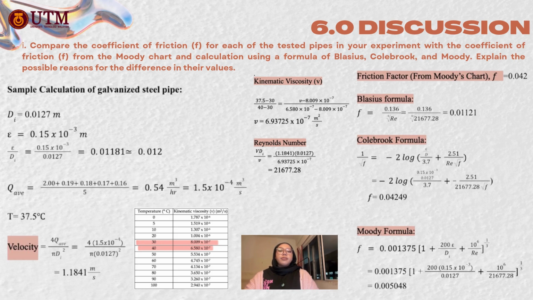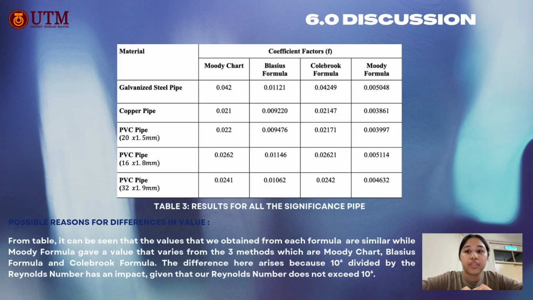And then lastly, from the Moody's formula, we obtain f is 0.005048. From the table above, it can be seen that the values that we obtain from each formula are similar, while Moody formula gives a value that is different from the three methods, which are Moody chart, Blasius formula, and Colebrook formula. The difference here is because 10 to the power of 6 divided by the Reynolds number gives an impact to the calculation, but our Reynolds number does not exceed 10 to the power of 6.